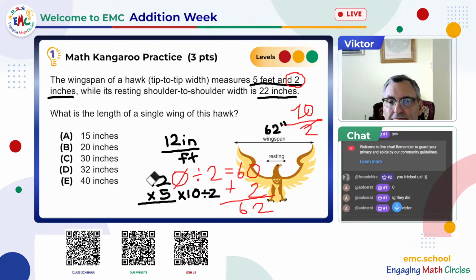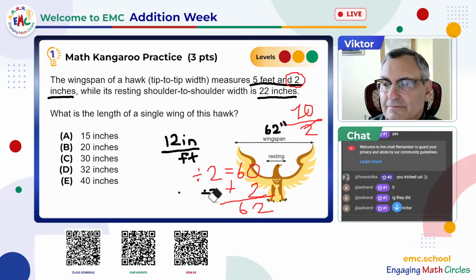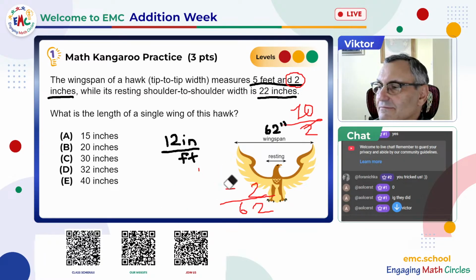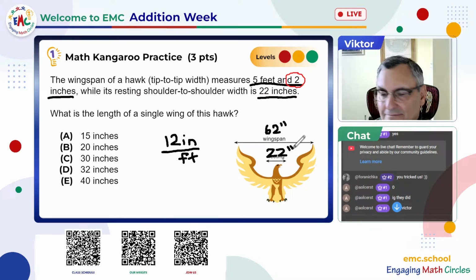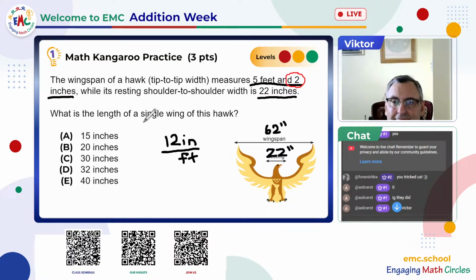Going to clear off what we used already. Okay, we've got a wingspan of 62, and it tells us the resting is 22. Now we need one wing. A single wing. Where could I get that from?